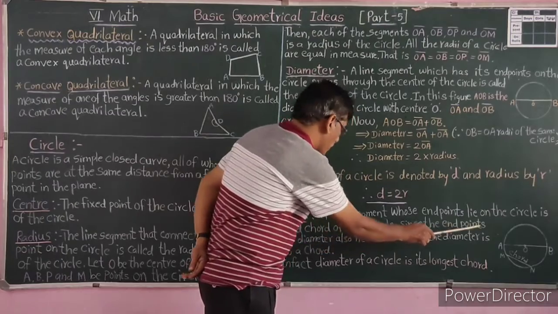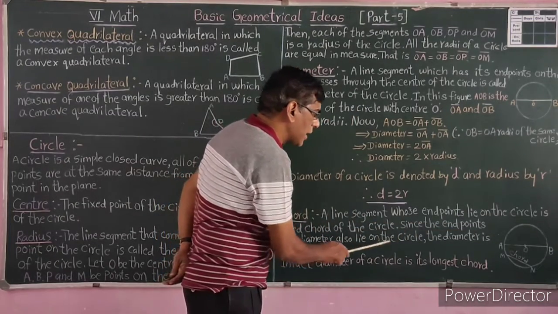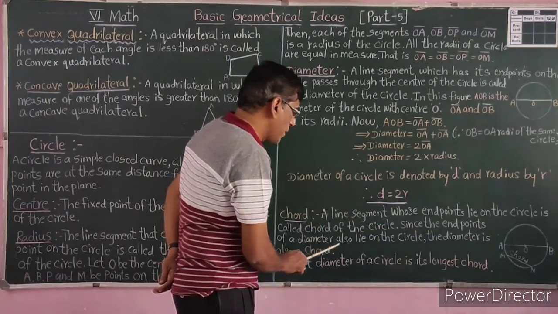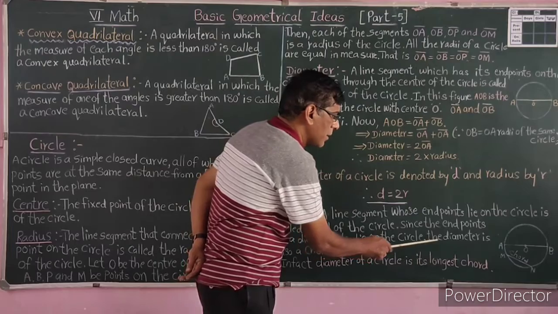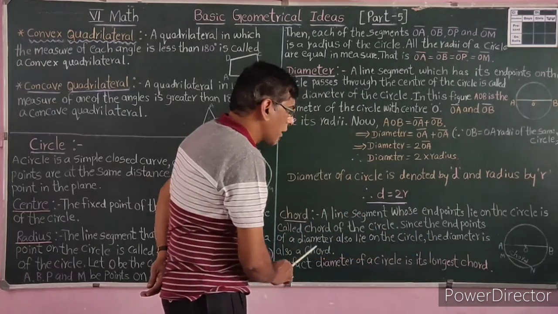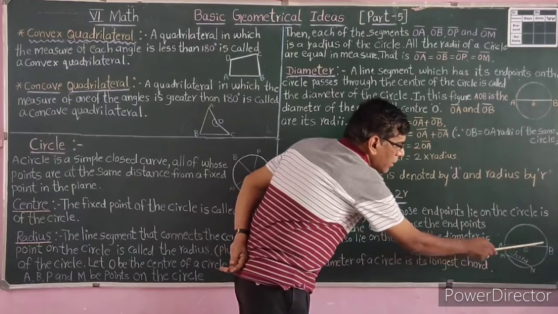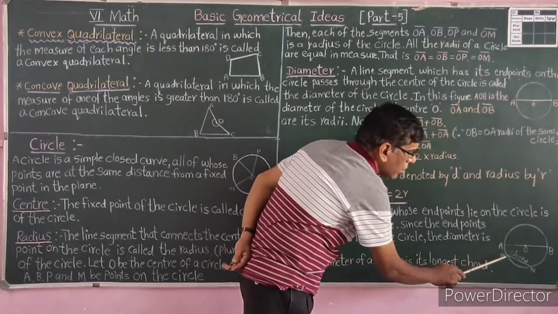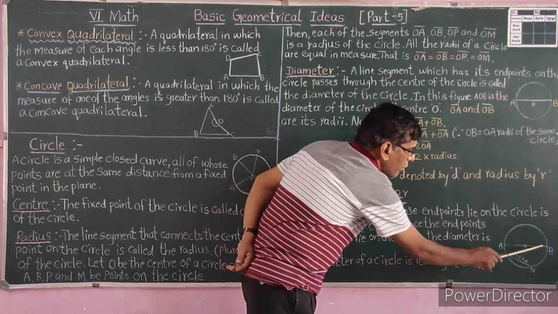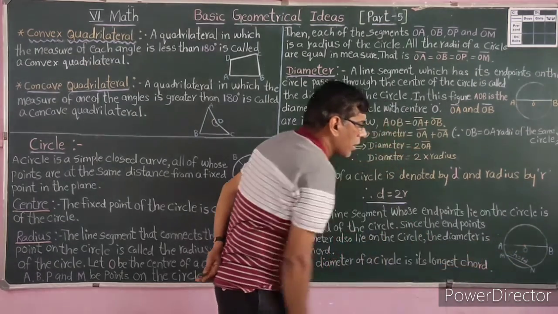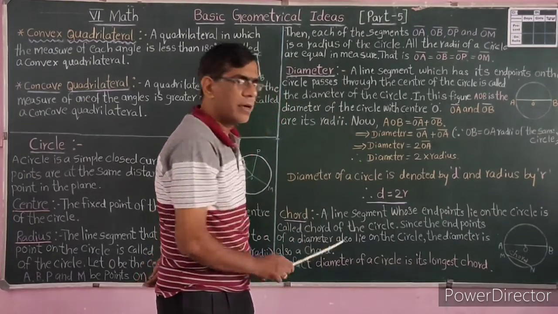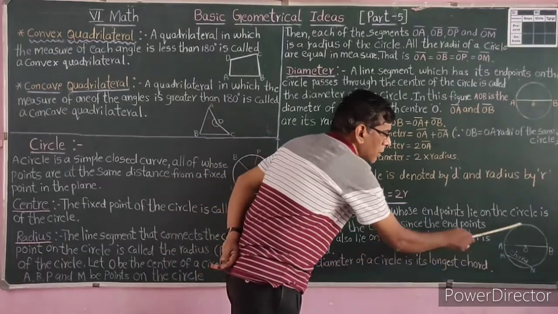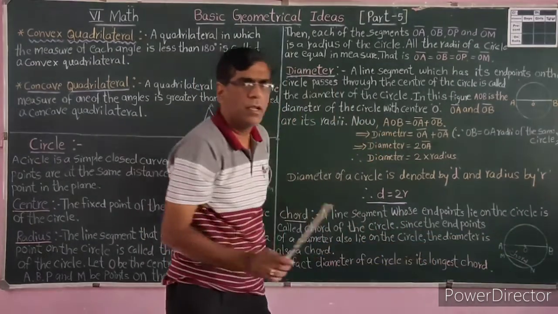Since the endpoints of a diameter also lie on the circle, the diameter is also a chord. The diameter AOB is also a chord. Here MN is a chord. In fact, the diameter is the longest chord of the circle.